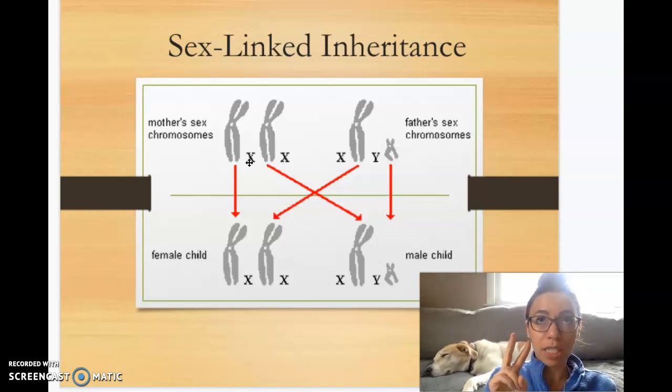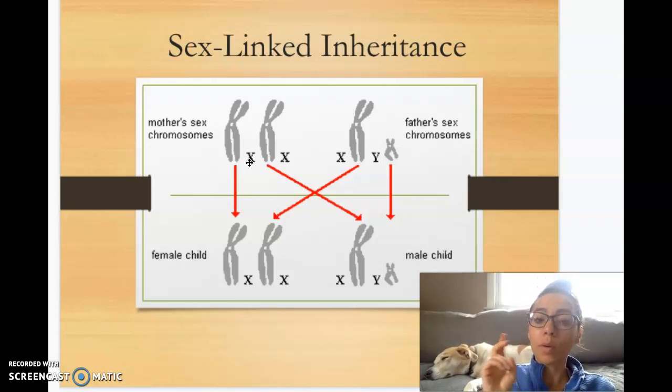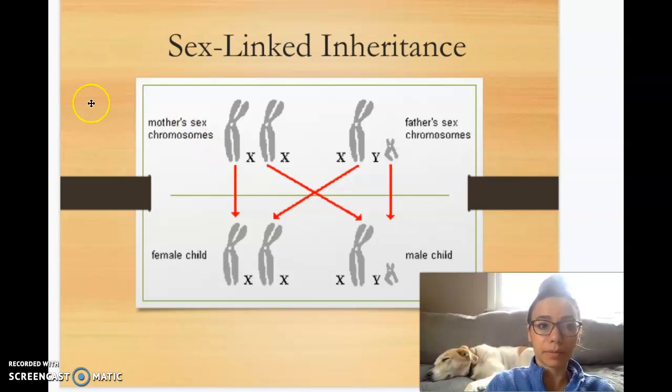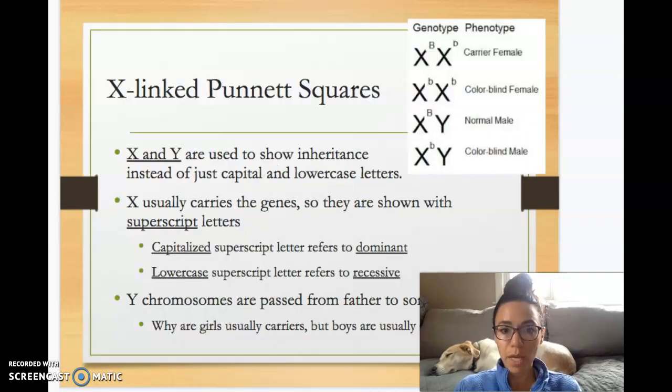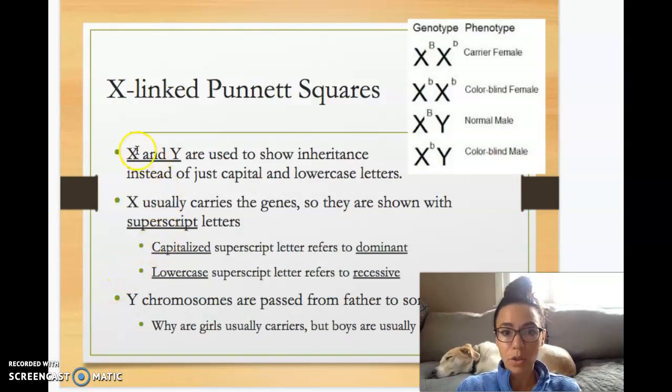So if the gene is recessive, they have a recessive allele and a dominant allele, which is normal, the normal one will take over, and females are usually just carriers of these traits. So the way you write out these Punnett squares is a little bit different. You're always going to put two X's to represent mom's genotype, and an X and a Y to represent dad's genotype. You're going to write the alleles up here at the top like an exponent.